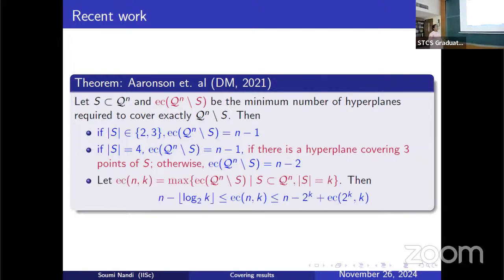And for any other size of S, they have given a lower bound and an upper bound. The lower bound says that if we are restricting to k many points, then the lower bound will be n minus log k, and the upper bound may go exponentially large. And these are all worst cases, right? Yes, the upper bound result is worst case.